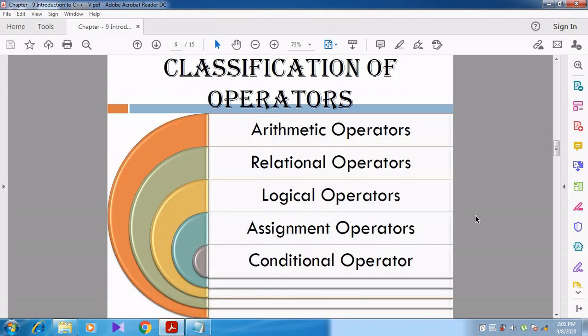Right. Now we are going to see the classification of operators. How many types of operators are there in C++? It is classified into 5 types of operators. What are they? First one is arithmetic operator, then second one is relational operator, then logical operator, then assignment operator, and the last one is conditional operator.